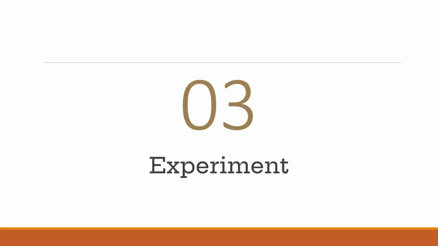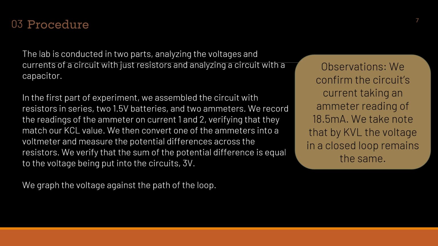Now let's talk about the nitty-gritty of the experiment. First, the procedure. The lab is conducted in two parts, analyzing the voltage and currents of a circuit with just resistors and then analyzing a circuit with a capacitor.